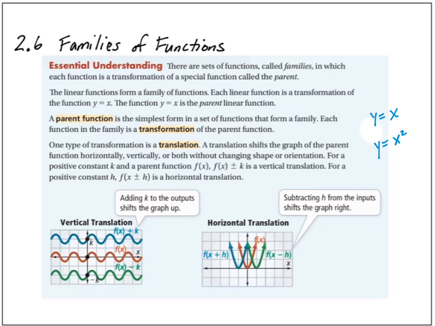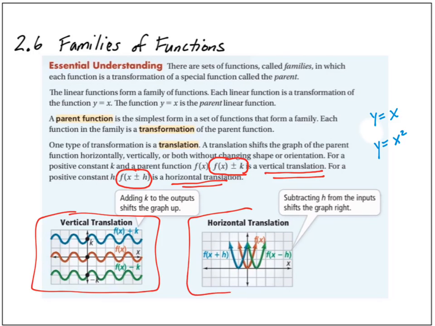And so here's something very important. For a positive constant k and a parent function f of x, when you're adding or subtracting some constant to it, this is going to be a vertical translation. For a positive constant h, where you are adding or subtracting that constant to the input, or the x value, that is going to be a horizontal translation. And we'll look at this further. If we look a little down below, this is showing some examples of vertical translations. And here we have horizontal translations. And we'll take a look at what this means.